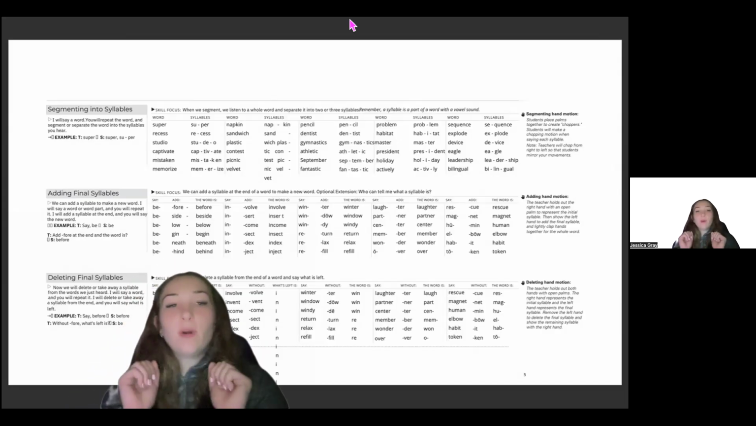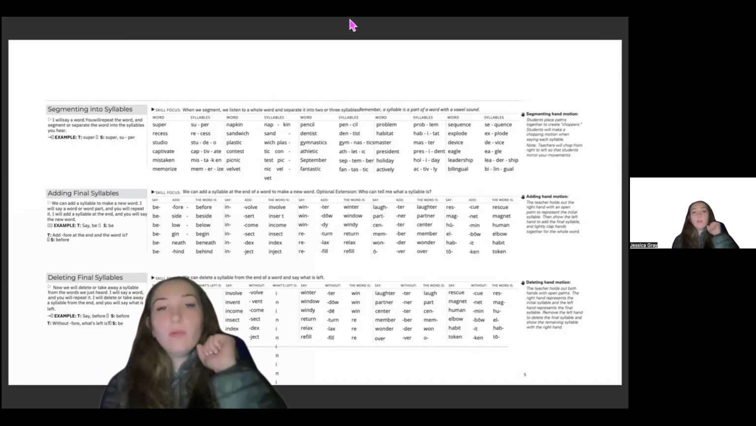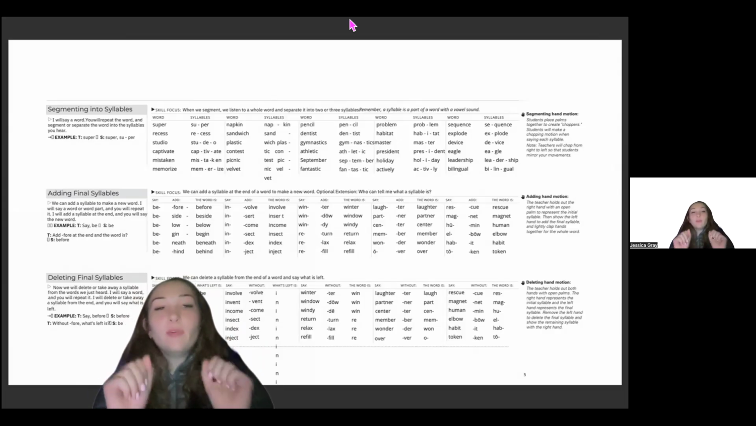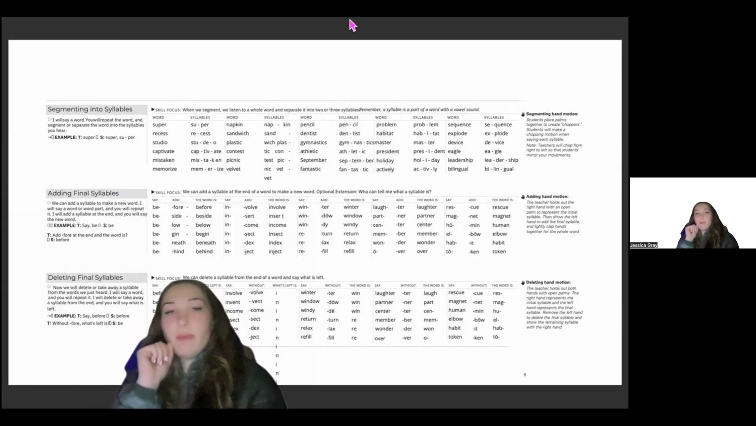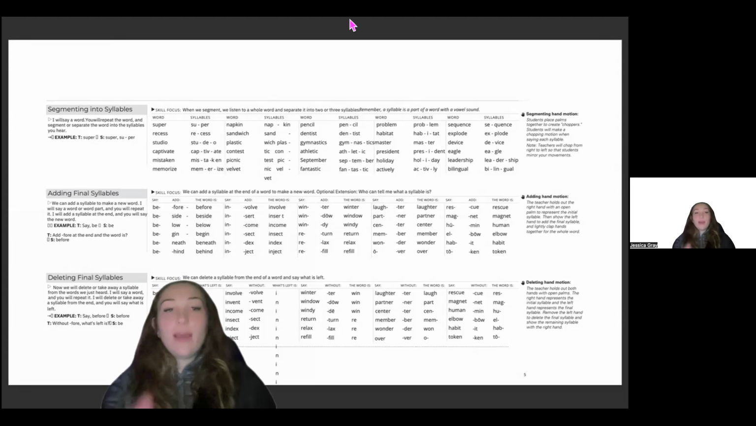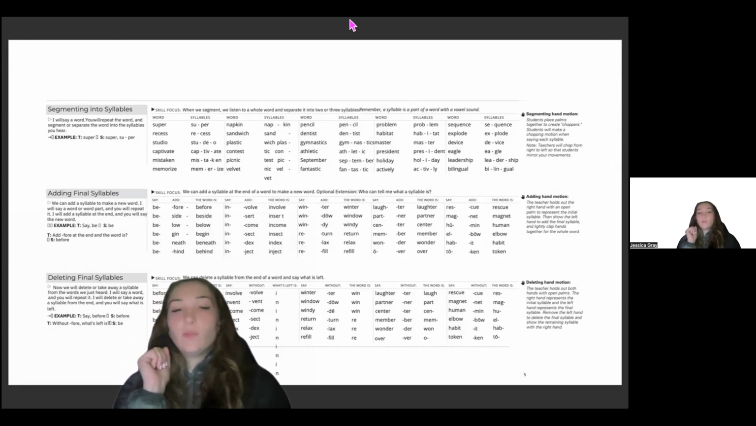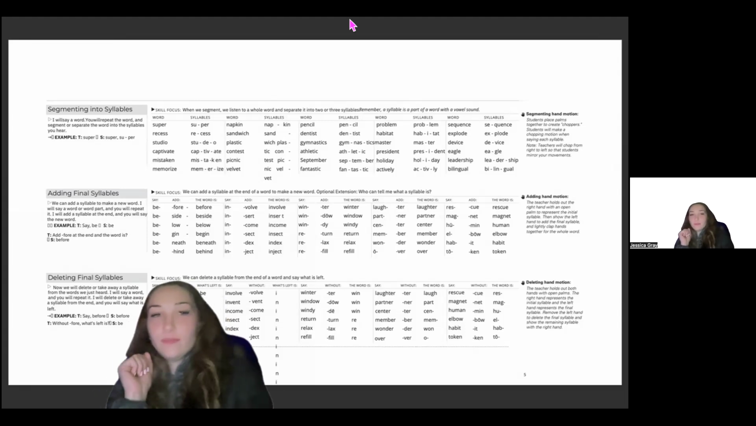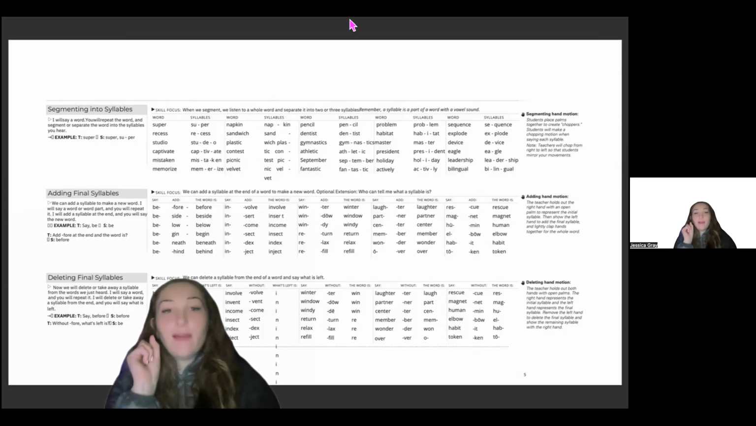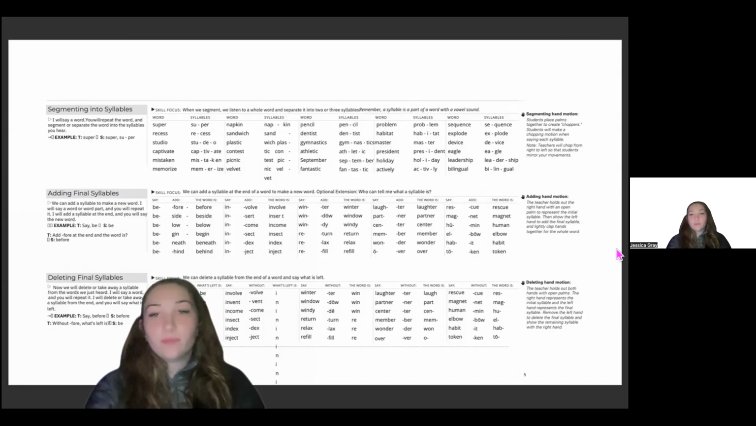And then we have the word below, take away low. What we have left is be. We have the word begin, take away gin. What's left is be. We have the word beneath, take away neath. The word we have left is be. Then we have behind, take away hind. What we have left is be.